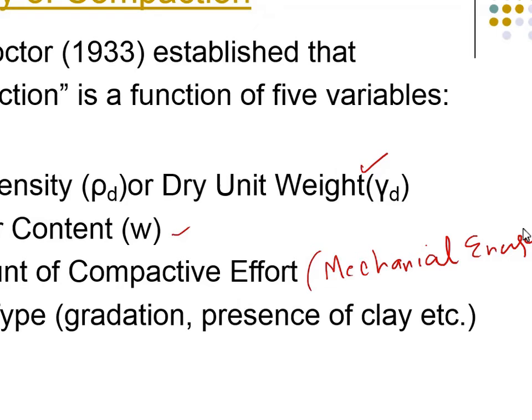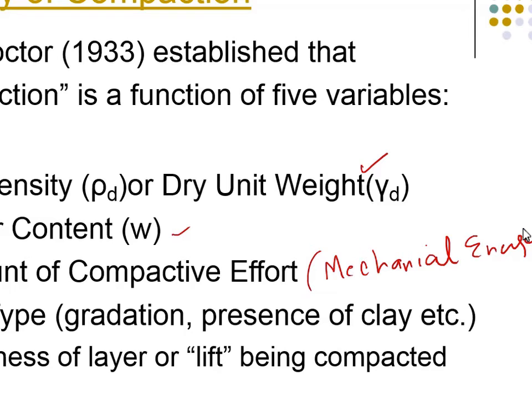Fourth variable is type of soil, and here the gradation of the soil, whether soil is poorly graded or well graded, and presence of clay minerals and amount of clay is very important. Then thickness of the fill, or what we call in the field lift, being compacted is important. Whether this thickness is 6 inches or 12 inches or 24 inches, that will also determine amount of compaction.